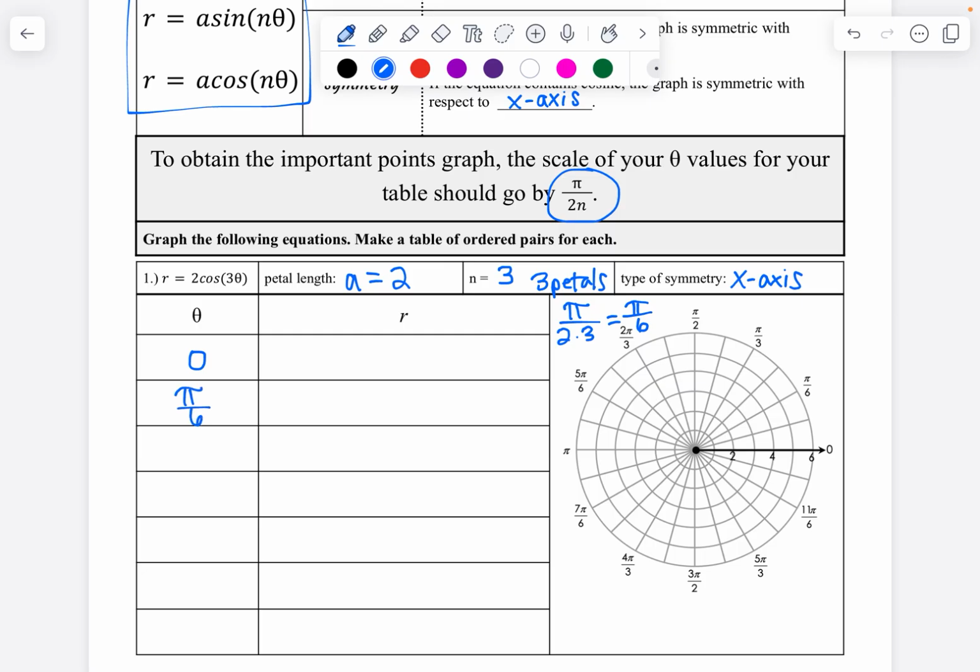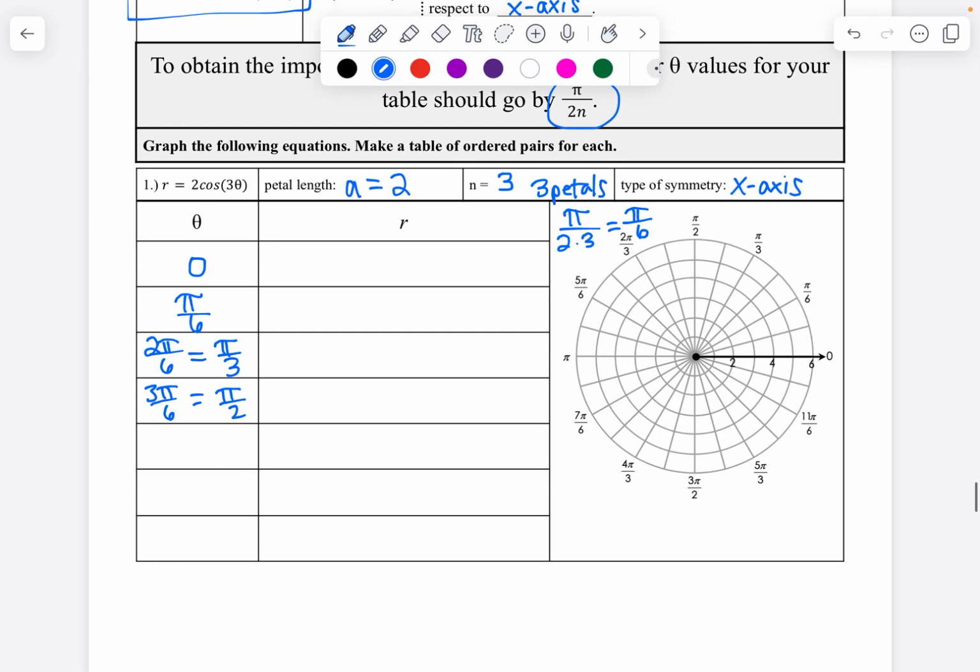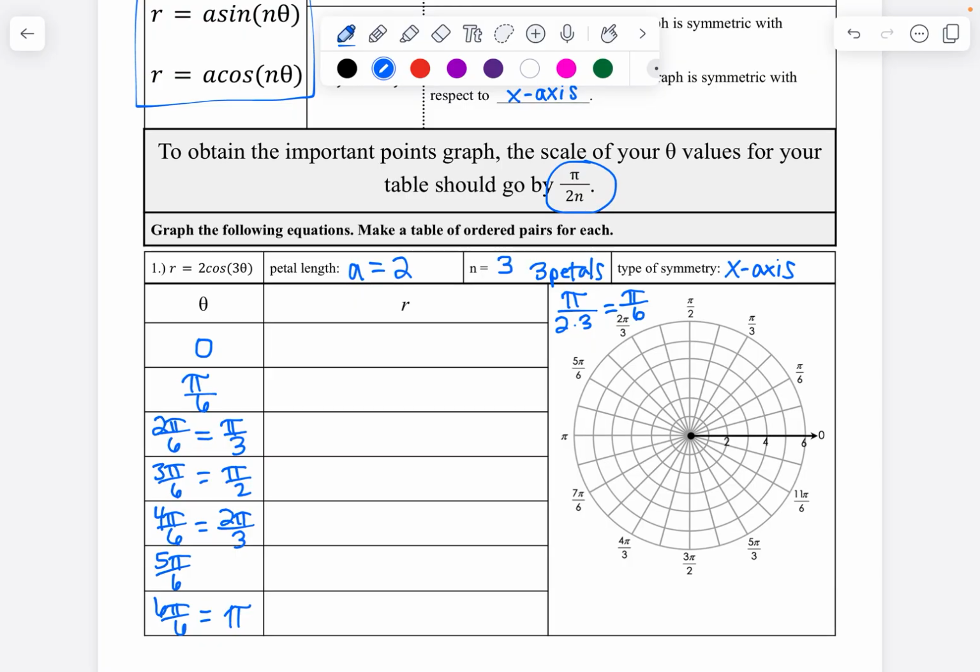In this case, that's pi over 6. So 0, pi over 6, 2 pi over 6, which is really pi over 3, 3 pi over 6, which reduces to pi over 2, 4 pi over 6, which would reduce to 2 pi over 3, 5 pi over 6, and 6 pi over 6, which reduces to just pi. We're going to take each one of these values one at a time, plug them into our equation given to us here, and figure out what r would equal.